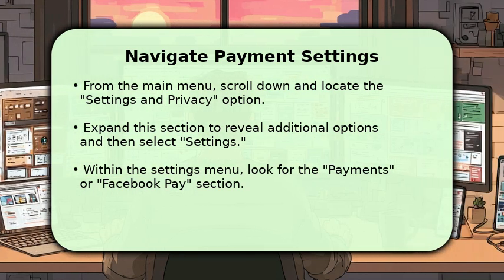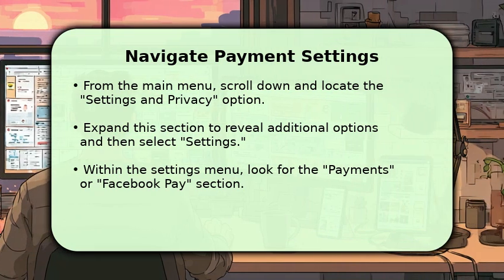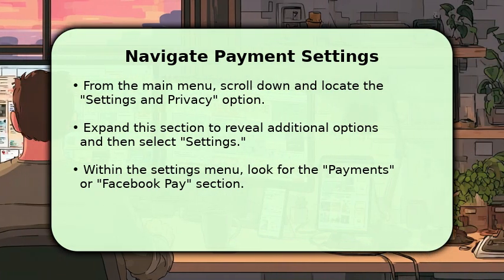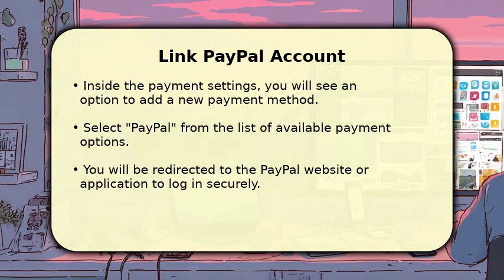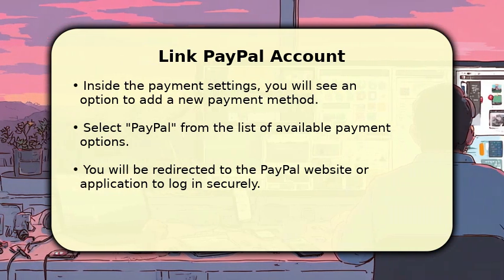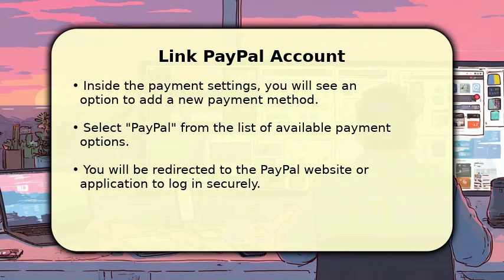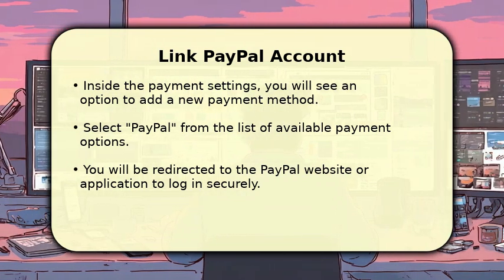Once inside the main settings, scroll down again. You will typically find a section dedicated to Payments or Facebook Pay. Click on this to proceed to your payment methods. Within the Payments section, you should see a button or link that says Add Payment Method. Click on this. From the choices presented, select PayPal to initiate the connection.